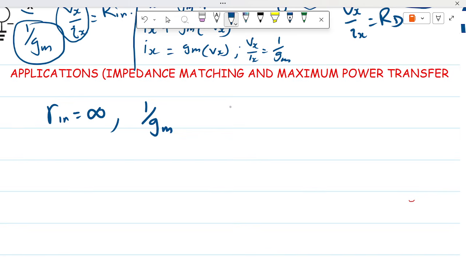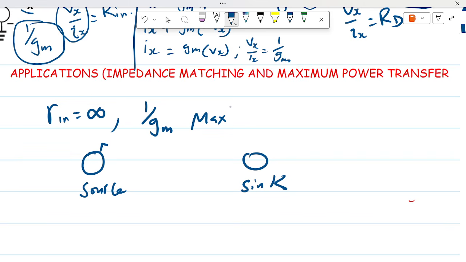theory. Now it states that for maximum power to be transferred from a source to a sink, the impedances should match. And this can be proven. So if the impedance seen here at the output of this stage is equal to the impedance at the input of this stage, then I can get maximum transfer of power.